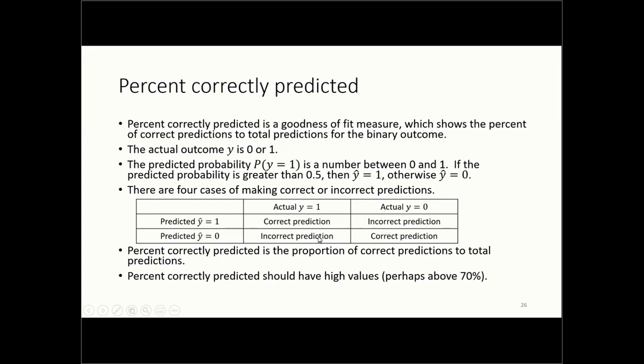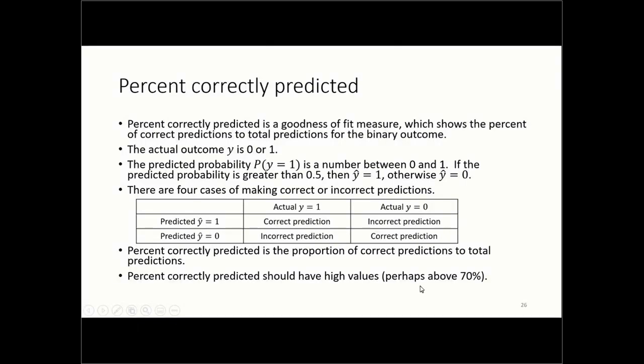And so here we have these 4 cases. If the actual is 1 and the predicted is 1, that's going to be a correct prediction. If the actual is 0 and the predicted is 0, then we would have a correct prediction. And this is an incorrect prediction when the actual is 0, but we predicted the person is working. And if the actual is 1, but we predict 0, that's also going to be an incorrect prediction. So the percent correctly predicted would be the proportion of correct predictions to total predictions. So we're going to sum up these numbers here and this number here, and we're going to divide by the total number of predictions.